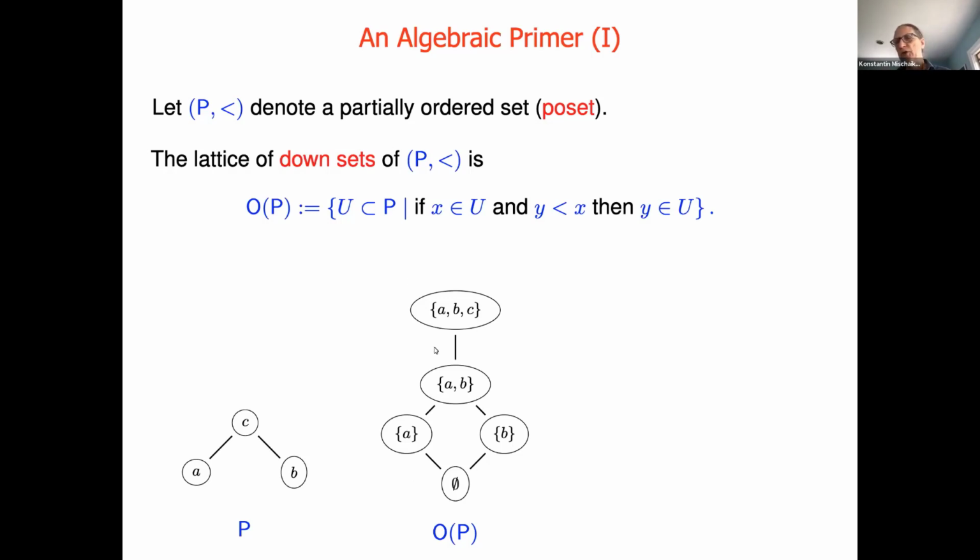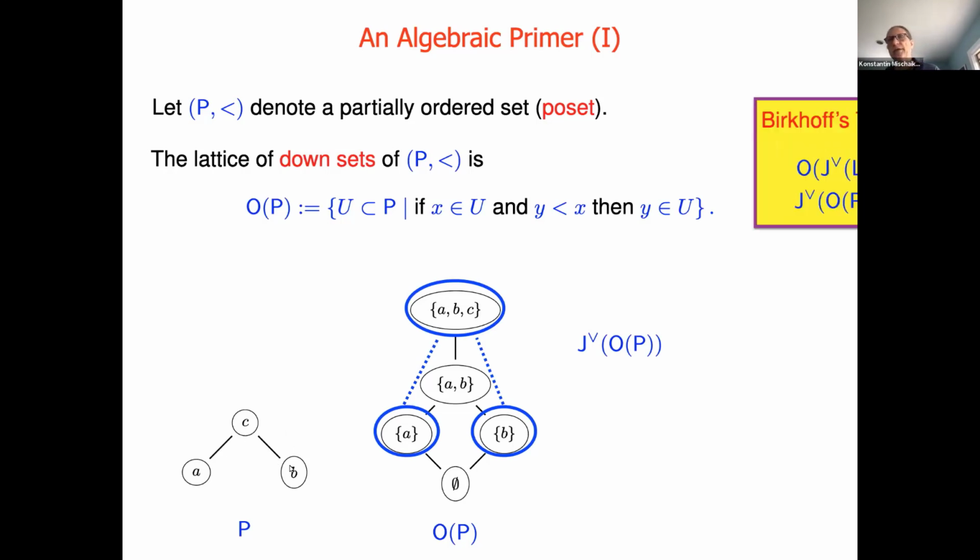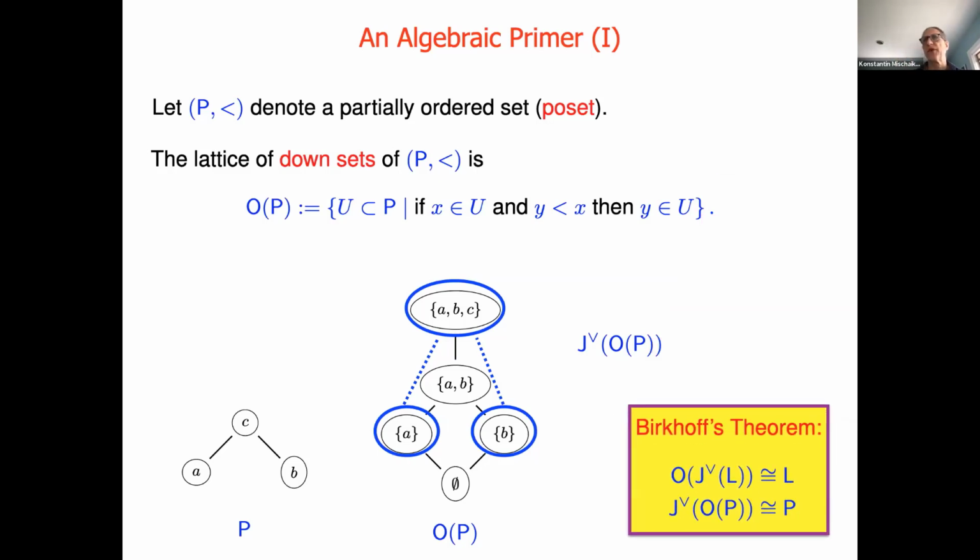And I told you about join irreducible elements before. And if I look at the join irreducible elements here, I ended up with a poset, and this poset looks a lot like this poset. And that's not an accident. There's a fundamental theorem called Birkhoff's theorem that says that somehow the information in posets is the same as the information in these finite distributive lattices and vice versa.